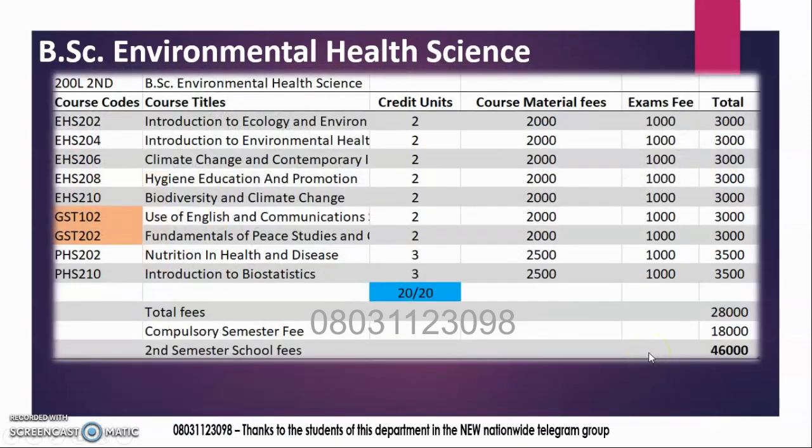So let's look at second semester. Here is second semester, 200 level, and these are your courses, and you have 20 credit units. So you can bring about 4 from the previous semester, add them here, making 24. You can carry up to 24 per semester. So you have a total fee of 46,000. Look at the compulsory fee, it has reduced to 18, no longer 36.